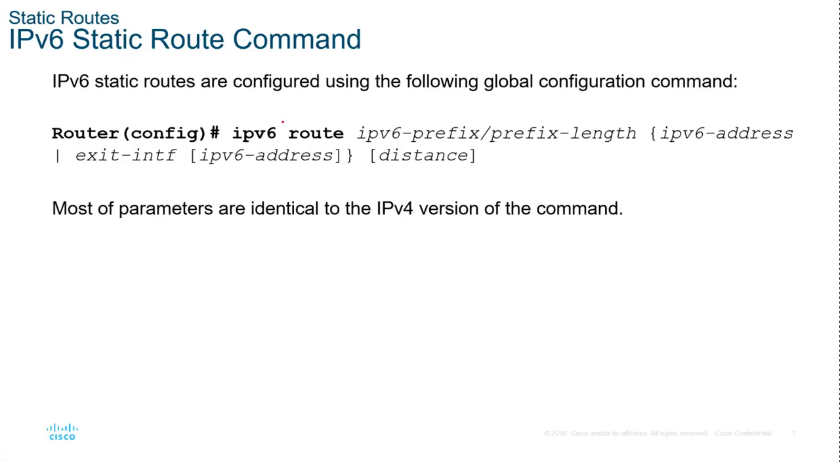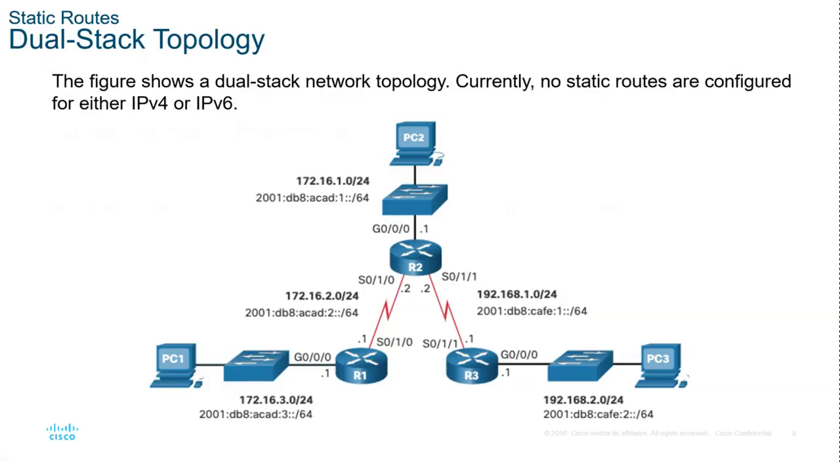For IPv6, as you can see here, it is ipv6 route, then the prefix, then the prefix length, and then still the same, the next hop IP address or the exit interface. So here we have the topology, and this is the topology that is going to be used throughout when you look at the different types of static route, because this session is about static routes.